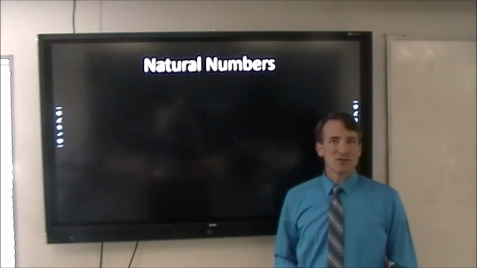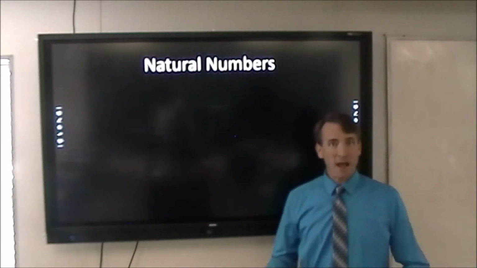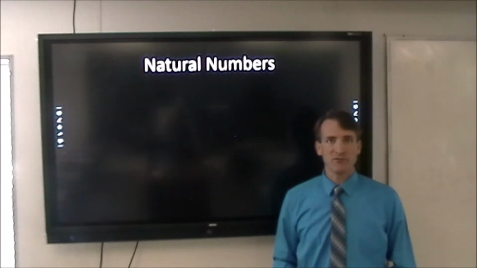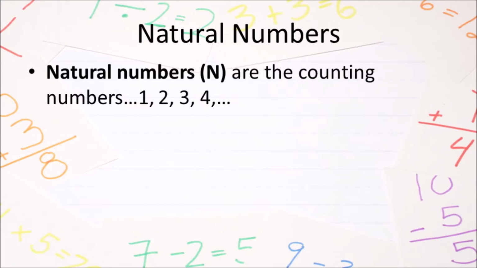We begin our discussion of mathematics with something called natural numbers. Natural numbers are the numbers that we would naturally use in real life. If I go outside and start counting objects, I am using the natural numbers: 1, 2, 3, 4, and so on. The natural numbers are abbreviated with the letter N.